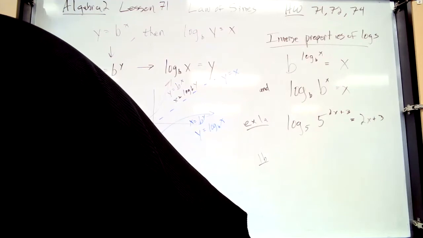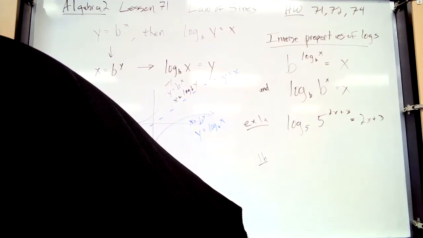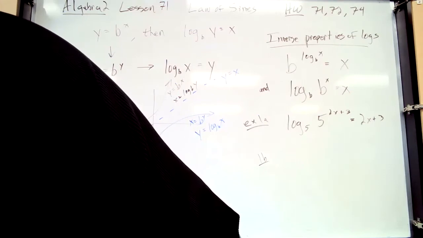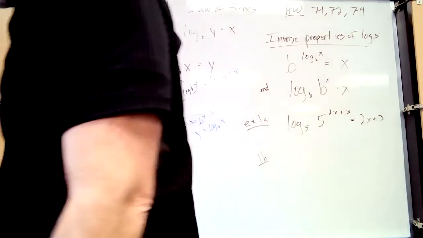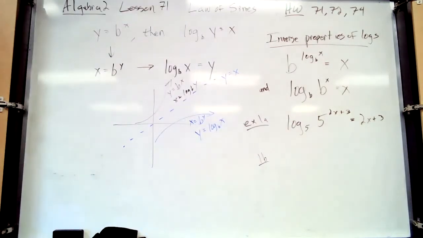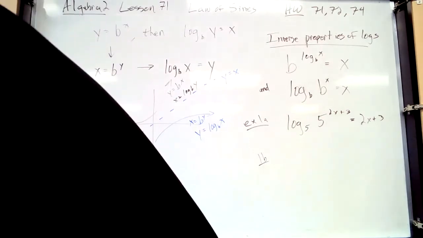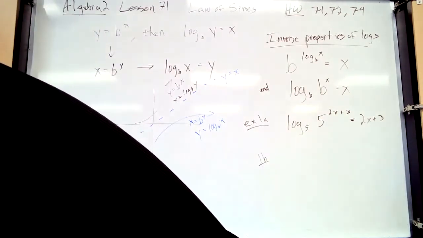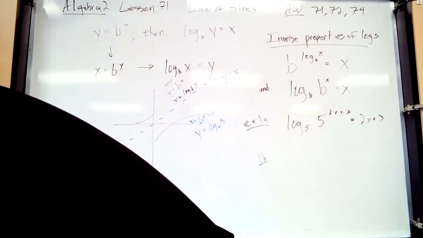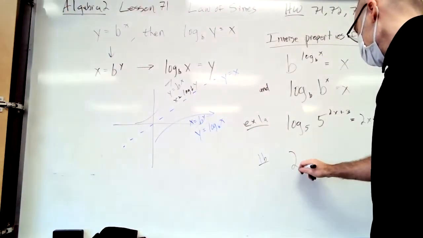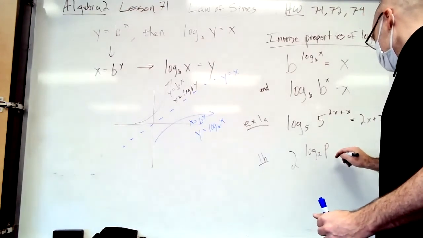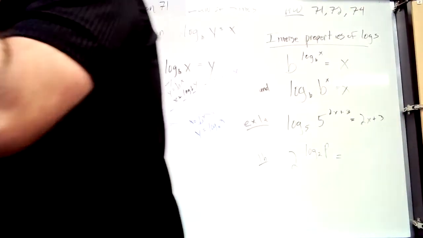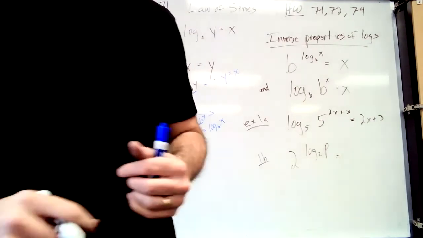2 to the log base 2 of p. My gosh, can anyone read that small? It's ridiculous. I feel really old. 2 to the log base 2 of p. Okay, what's that equal?